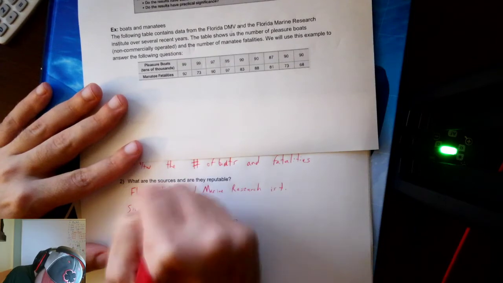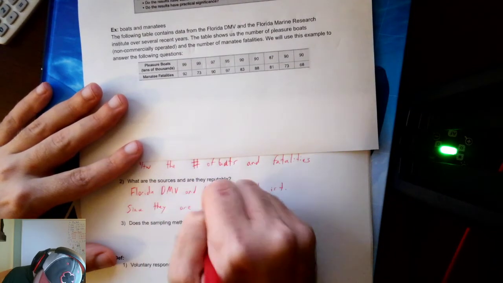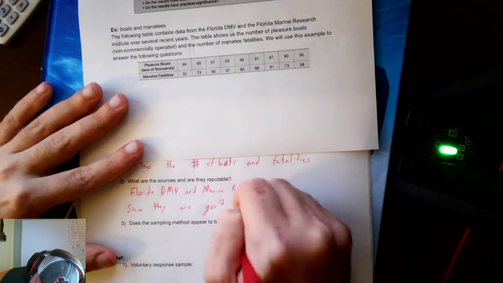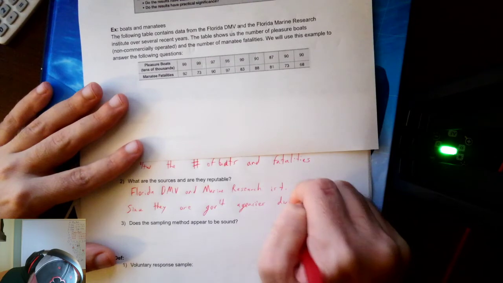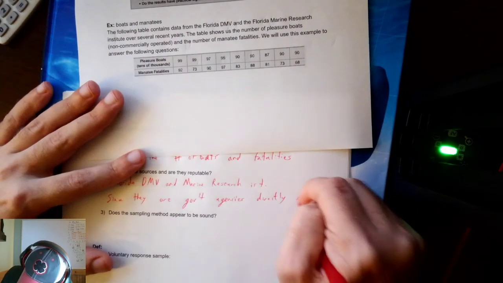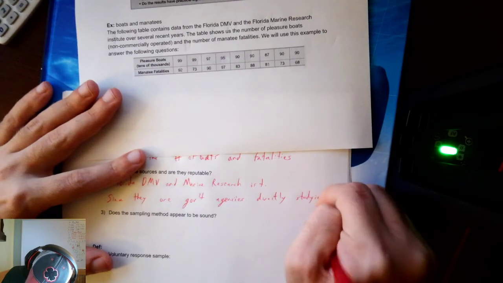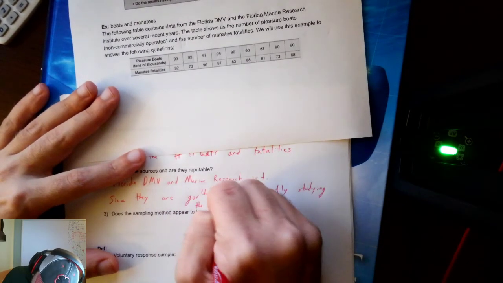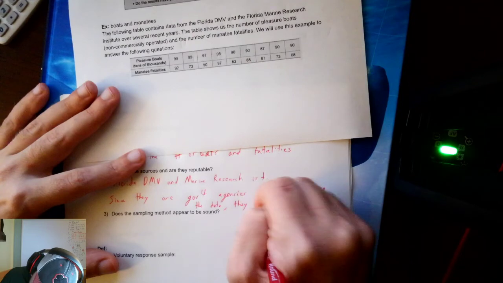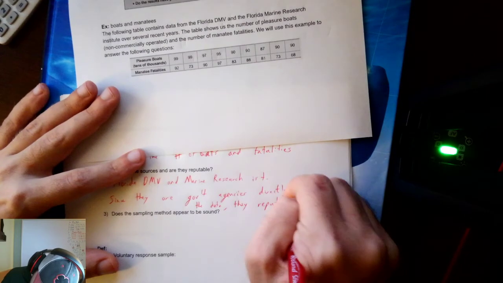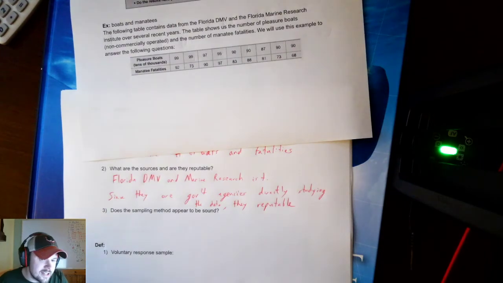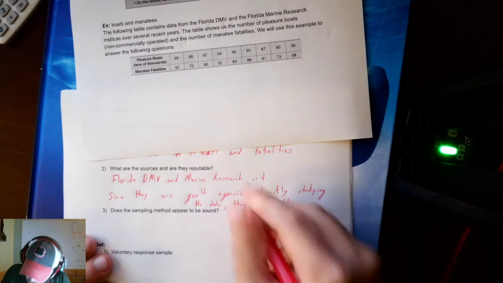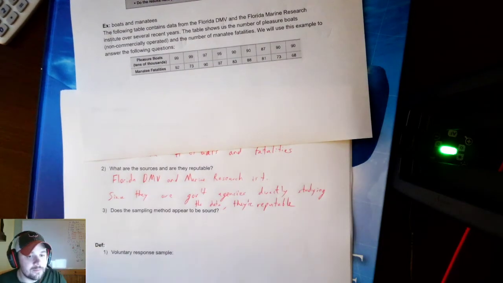Since they are government agencies directly studying the data, they appear reputable, right? Since they're government agencies directly studying the data, they're reputable, right? They're reputable. Does the sampling method appear to be sound?